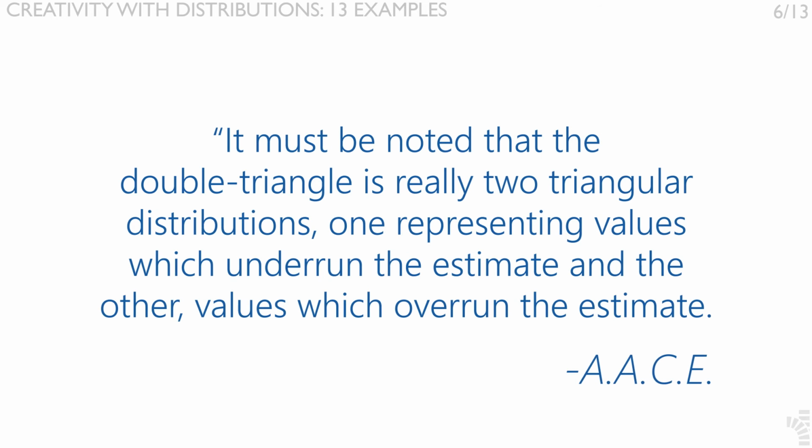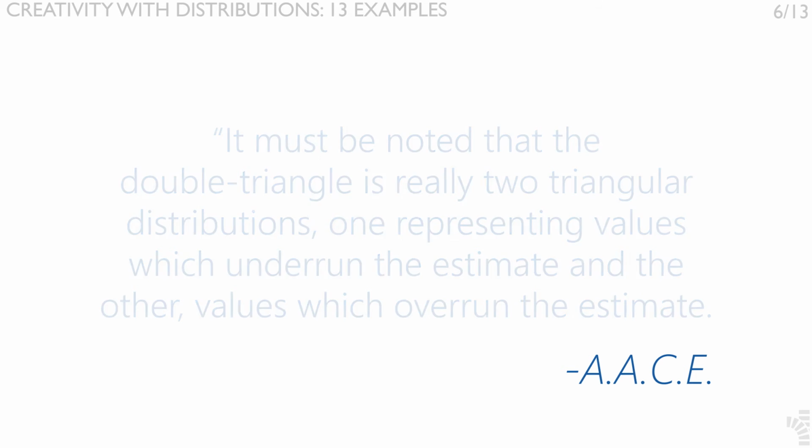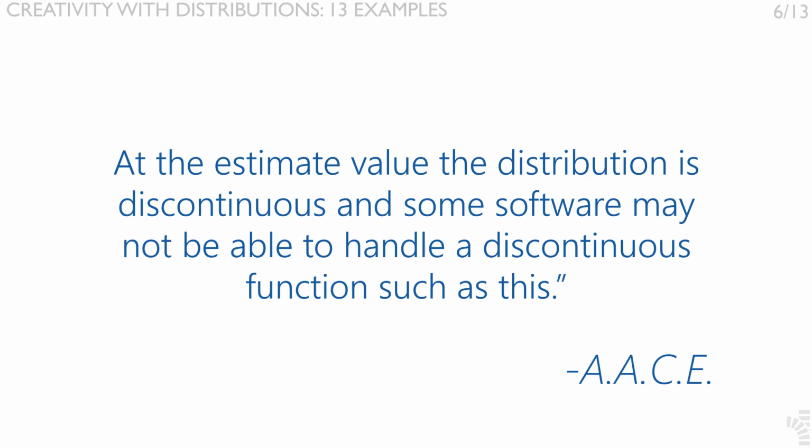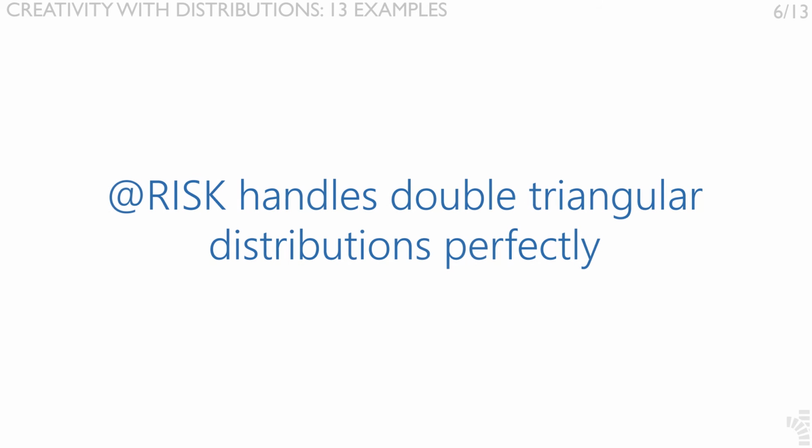The apology of this distribution continues. It must be noted that the double triangle is really two triangular distributions, one representing values which underrun the estimate and the other, values which overrun the estimate. At the estimate value the distribution is discontinuous and some software may not be able to handle a discontinuous function such as this. This is certainly not the case in @RISK, which handles double triangular distributions perfectly.